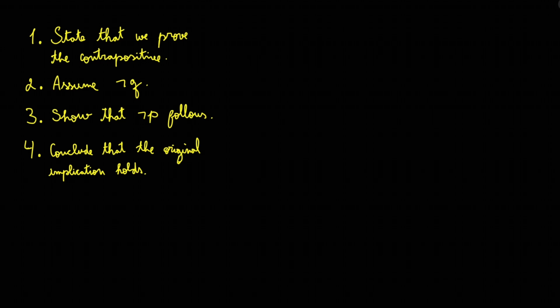Here's the method we're going to use. First, we will state that we prove the contrapositive. It is always a good practice to state what kind of proof you're using. Second, we are going to assume not Q. Third, we will show that given not Q, not P follows.